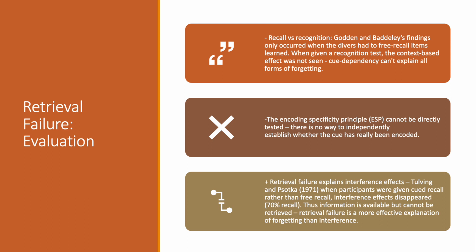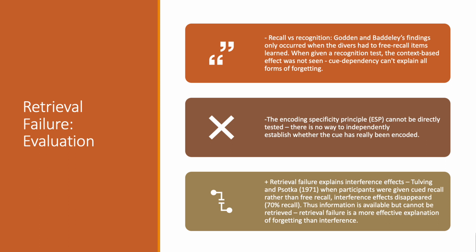Another weakness is the fact that the encoding specificity principle can't be directly tested. Tulving and Pearlstone said that participants remembered more words because they had encoded the word with the category that it belonged to, so they'd given them a meaningful link, but this can't be empirically tested. Therefore, that's a weakness.